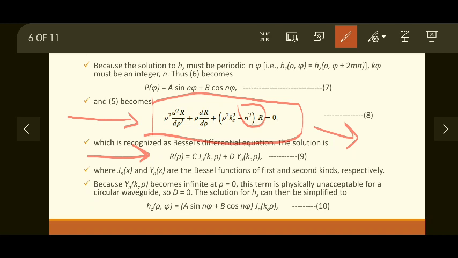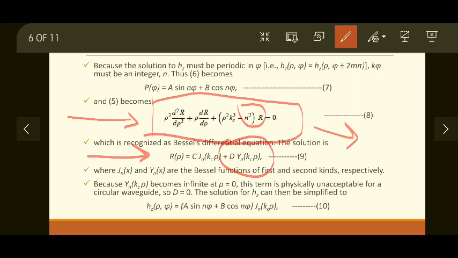We will see the values of these Bessel functions later on. Because Y_n is the second kind of Bessel function, it becomes infinite at rho equal to 0. Remember, rho is a radial distance, so rho equal to 0 means you are at the center of the circular waveguide, and at the center the Y_n term becomes infinite, which is physically unacceptable for a circular waveguide. So this D term will become 0.